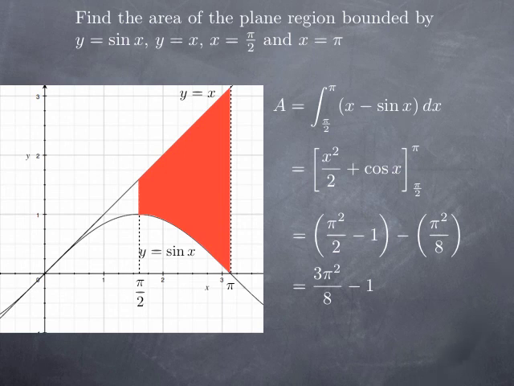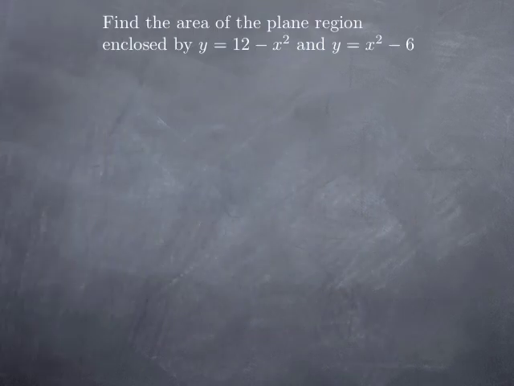One more example, similar to the one we've seen with the two parabolas, one opening upward, the other one downward. We're in the same situation here. We're looking at the area of the plane region enclosed by the parabola opening downward of equation y equals 12 minus x squared, and the parabola opening upward of equation y equals x squared minus 6.